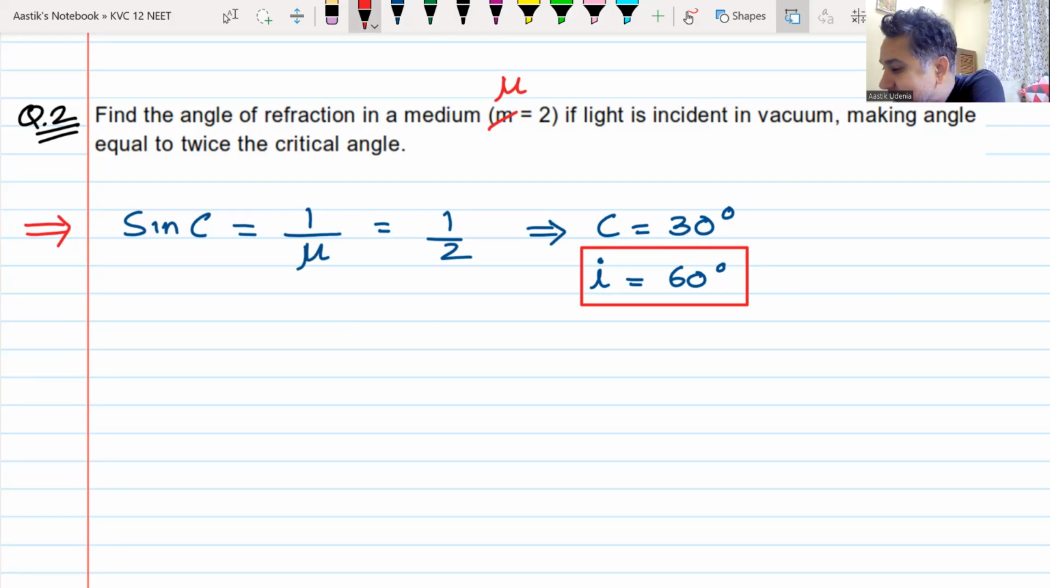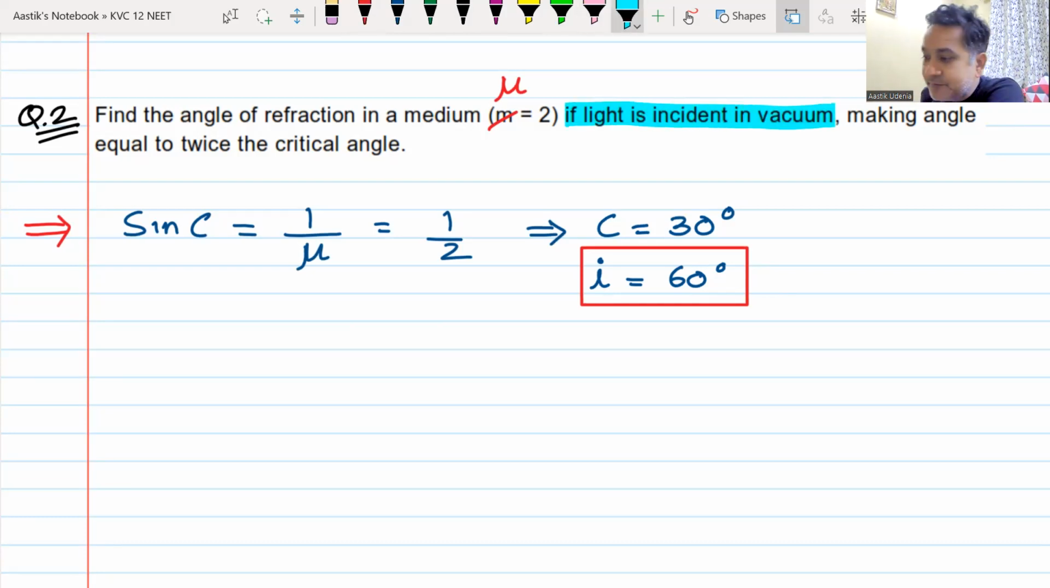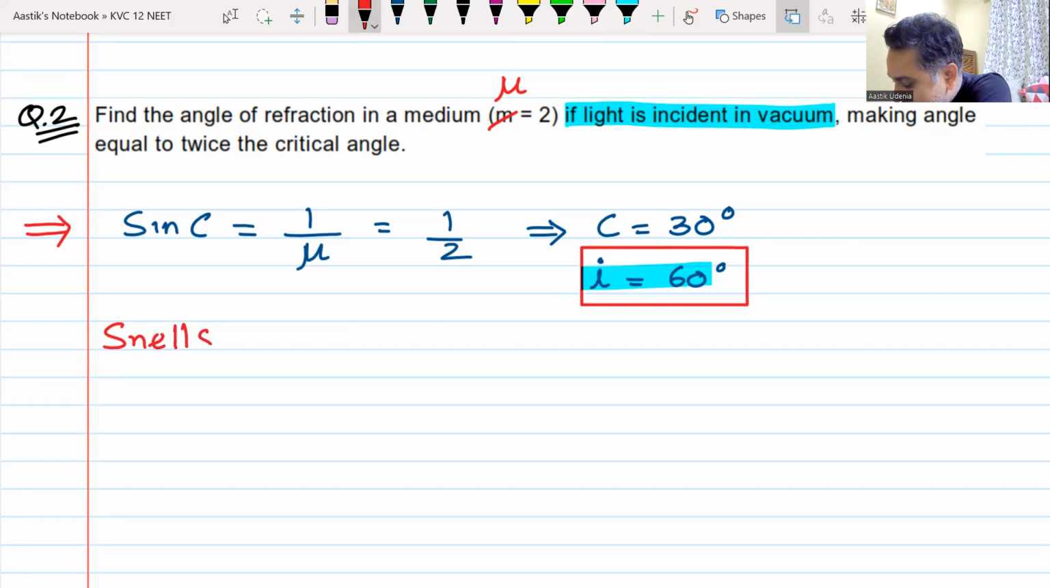The incident ray is in the rarer medium. Yeah, that is the point. The light is in the rarer medium. From rarer to denser, whatever happens, TIR cannot take place. So now I know the angle of incidence and I know the refractive index. I can now calculate the angle of refraction by our own Snell's law that we have used so many times. This is the Guru Mantra for refraction, Snell's law.